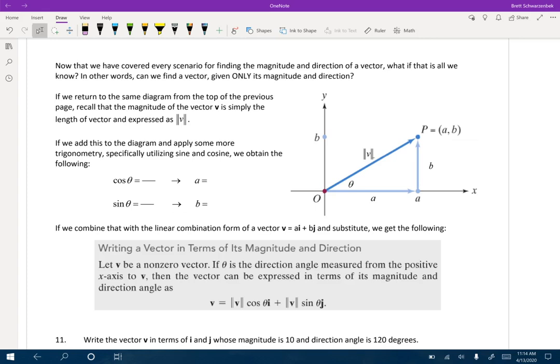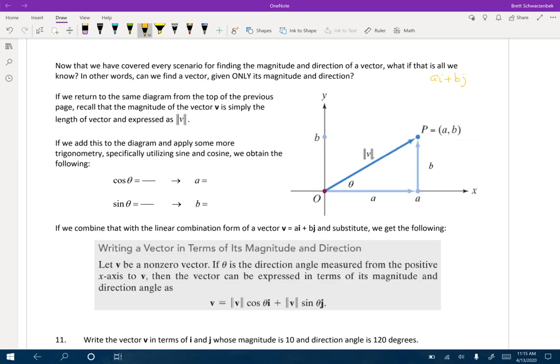First things, in the problems that we did before so far, I have shown you how to take a vector given its components, ai plus b times j, find its magnitude, and find its direction. You have all of the ability to do that. But what if they asked you to reverse the process? What if they gave you the magnitude and direction and asked you to find the original vector? Okay, that is the focus of this page in front of us.